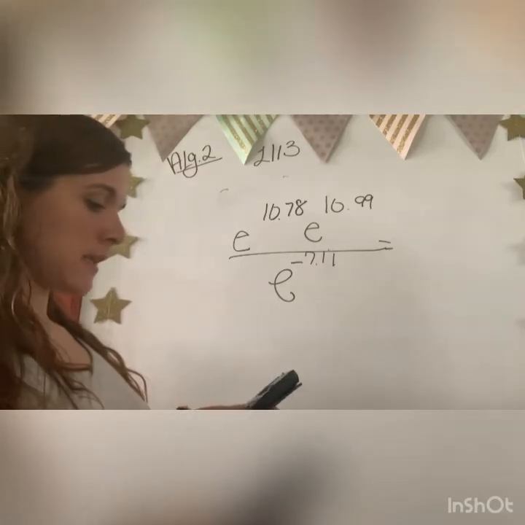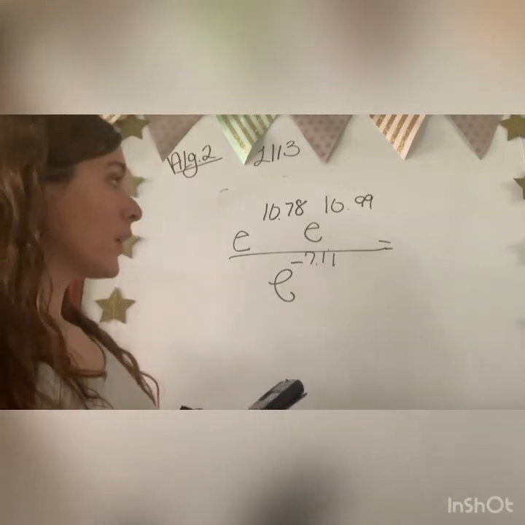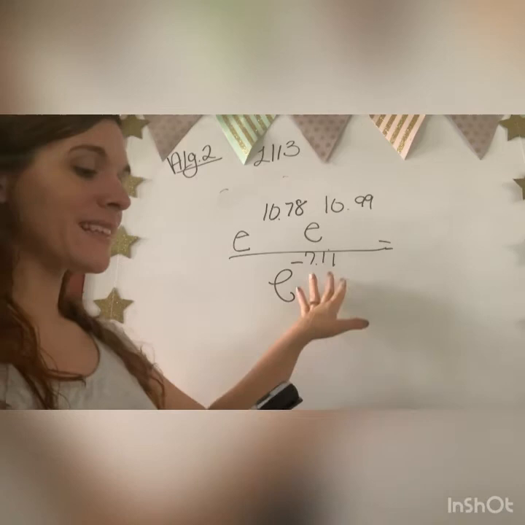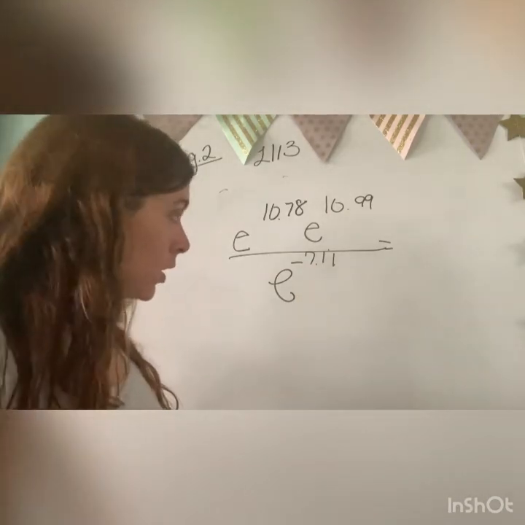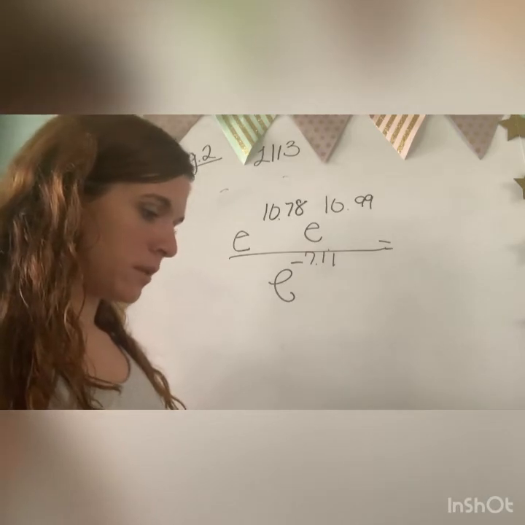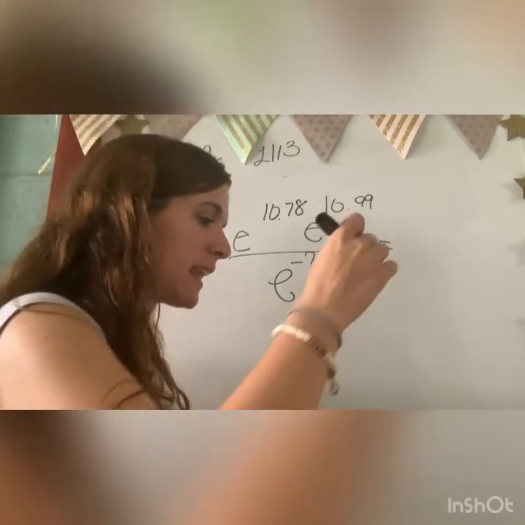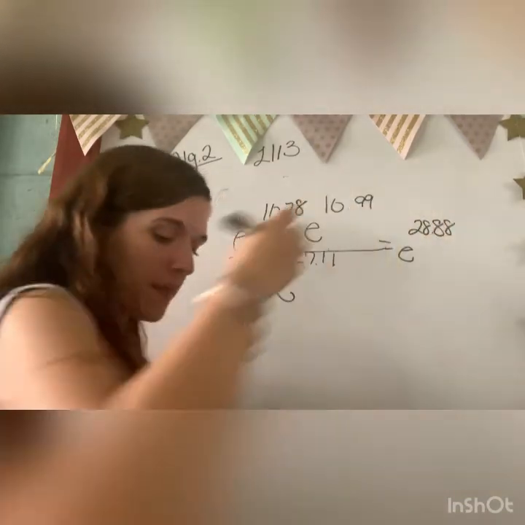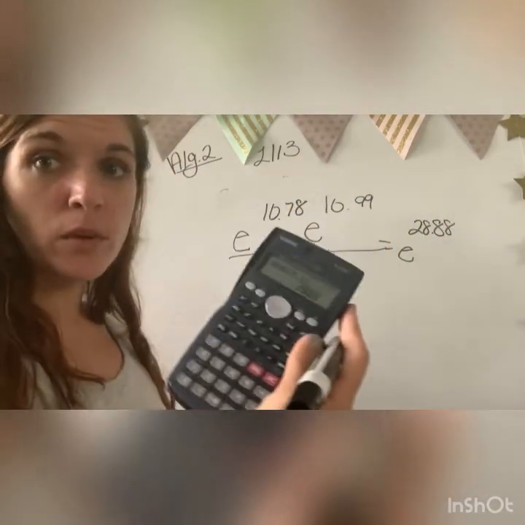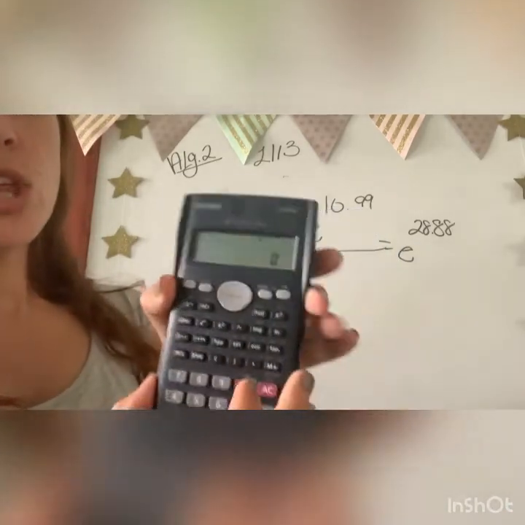10.78 plus 10.99. Okay, and I'm just gonna subtract this one right away. That's a negative, so it's gonna be plus 7.11. That's gonna give you e to the 28.88, okay? And that we're gonna have to do in our calculator with the shift natural log.